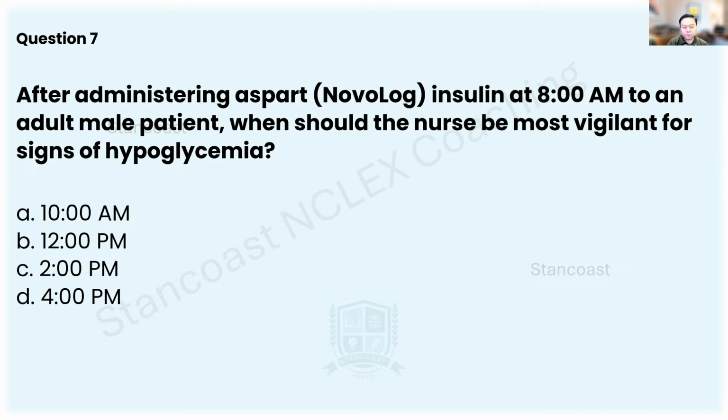So this is a reduction of risk potential type of question. When would you be much more vigilant, or what exactly is the time that you should monitor your patient for any signs of hypoglycemia? Would that be A, B, C, or D? Your clue here is to recall what type of insulin Novolog is. Is it rapid acting? Is it intermediate? Or is it a long acting type of insulin? What do you think about this type of insulin?